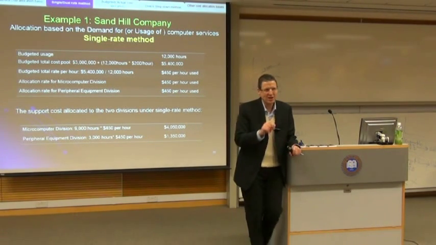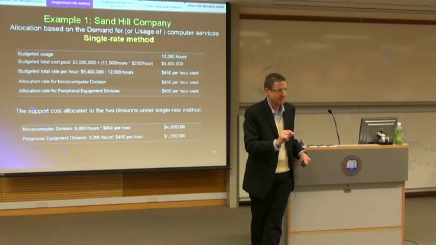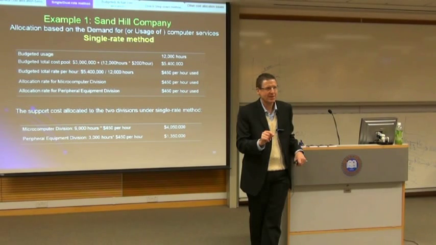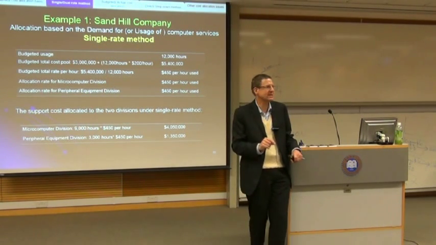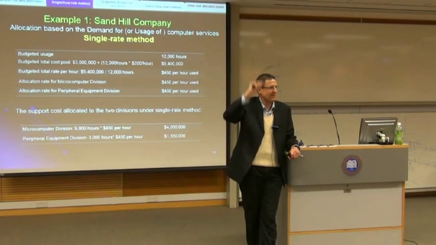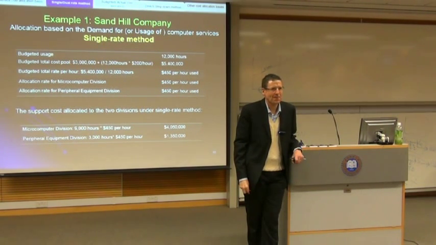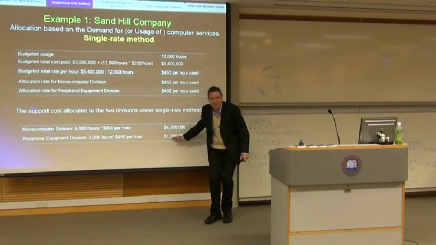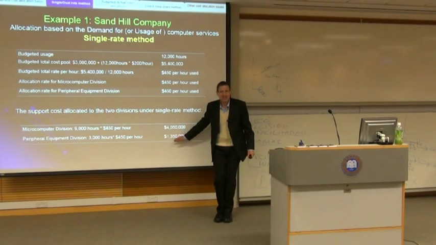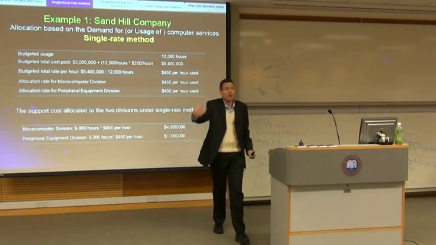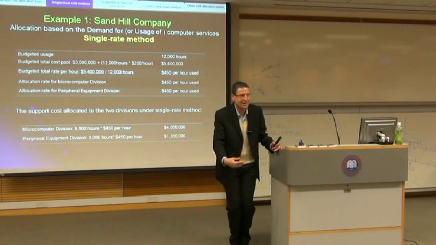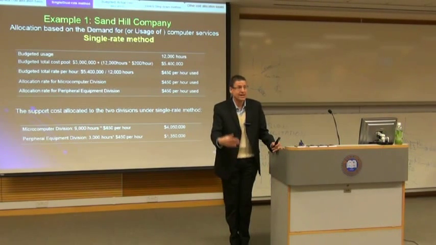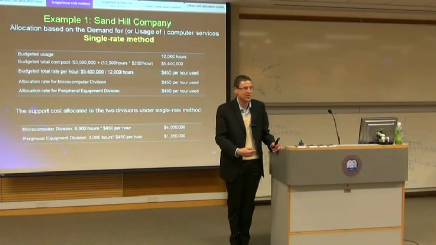Which division benefited? Micro or peripheral? Hands up for micro. Hands up for peripheral. What if I were to tell you that it was the peripheral division that benefited? By actually saying we're going to use 4,000 and then we actually only use 3,000, they on average get a lower allocation of the total costs.